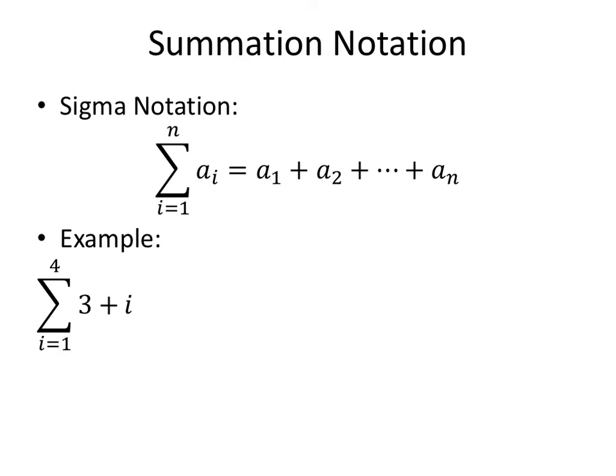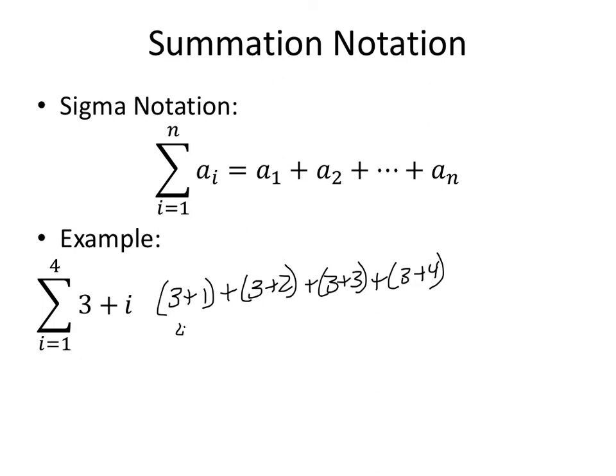Here we're adding up the terms 3 plus i, and we're adding them from i equals 1 to 4. So that tells us we're going to have 4 terms, okay? We are going to have the term 3 plus 1 added to the term 3 plus 2, added to the term 3 plus 3, added to the term 3 plus 4, okay? And we can see that would be 4 plus 5 plus 6 plus 7. Adding that all up, we get 22. Not a big deal.